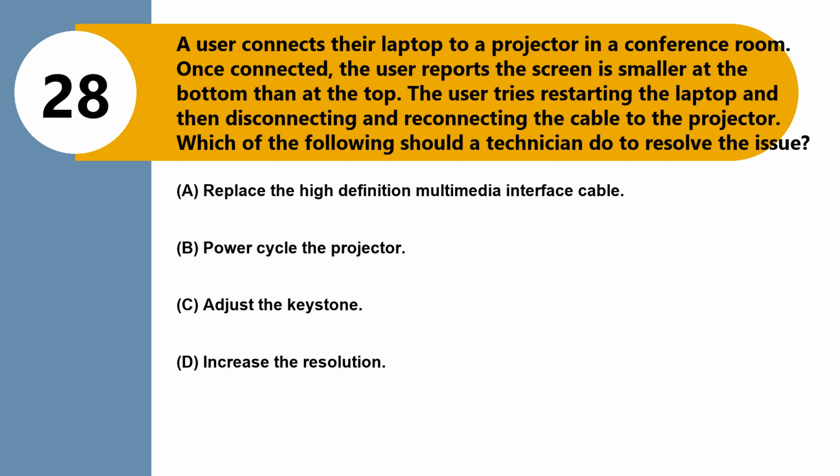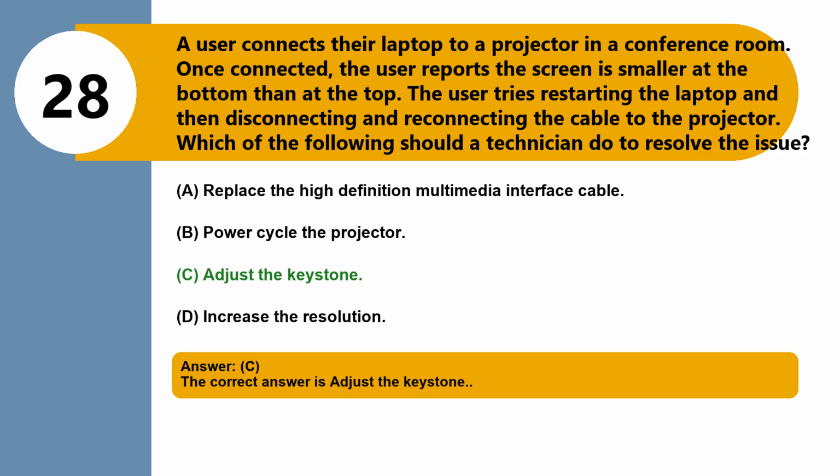Question 28. A user connects their laptop to a projector in a conference room. Once connected, the user reports the screen is smaller at the bottom than at the top. The user tries restarting the laptop and then disconnecting and reconnecting the cable to the projector. Which of the following should a technician do to resolve the issue? Option A, replace the high-definition multimedia interface cable. Option B, power cycle the projector. Option C, adjust the keystone. Option D, increase the resolution. The correct answer is option C, adjust the keystone.